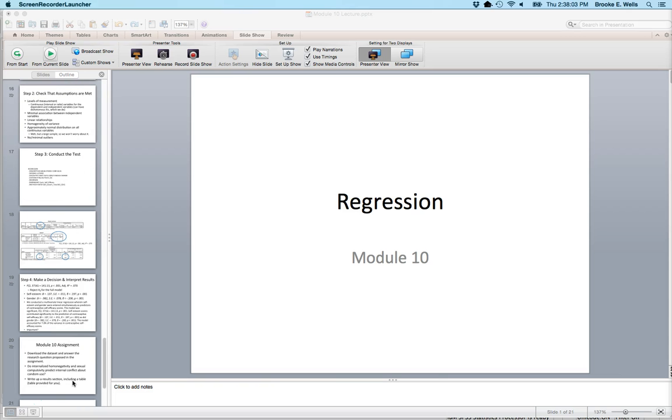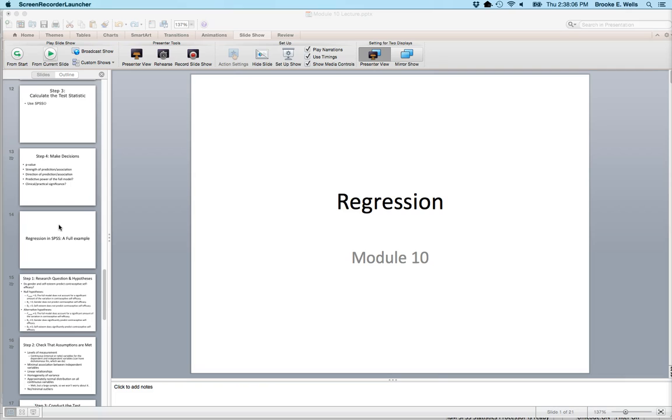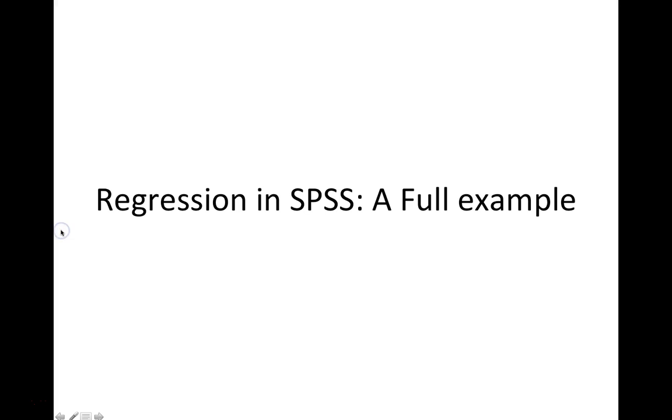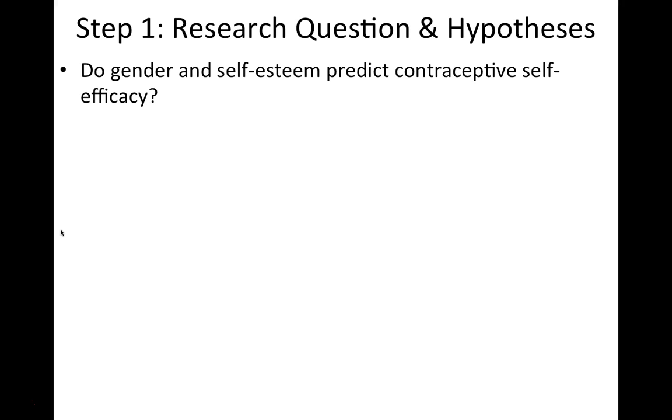All right, so let's continue and go through and do a full example here in SPSS. So we're going to stick with the same kind of research question that we have looked at before using the AdHealth data set. In this situation, we're going to include two independent variables. And when I run through the example, I'll show you what it would look like with just the single independent variable, and I'll then put both in there just to give you a sense of what that looks like in both situations. So for this research question, let's ask, do gender and self-esteem predict contraceptive self-efficacy?